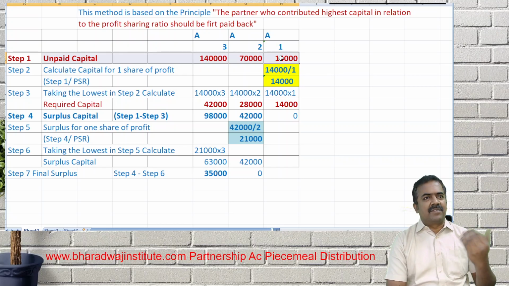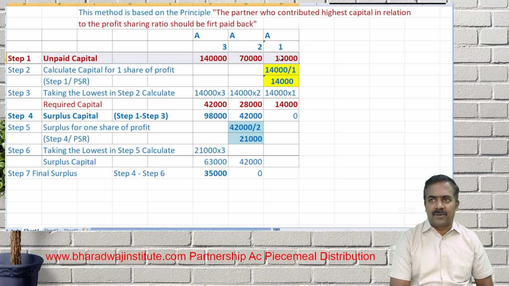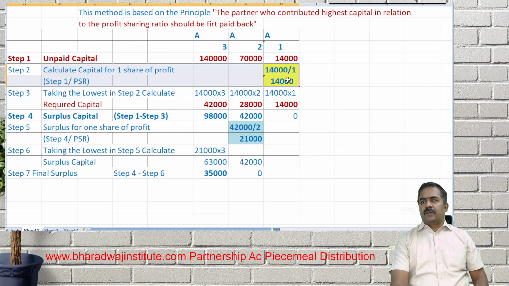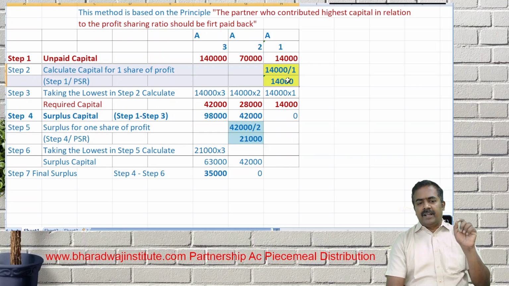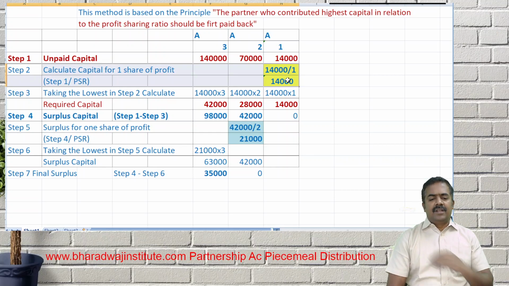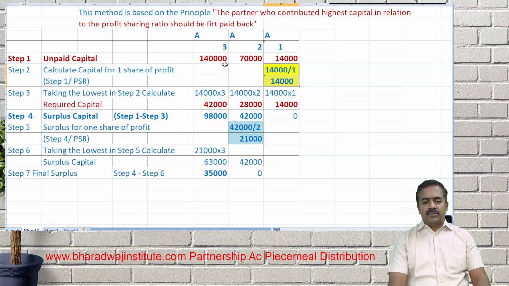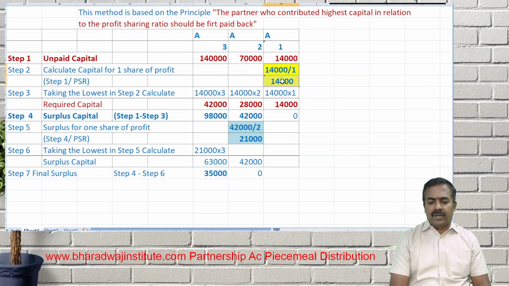Capital in the balance sheet after adjustment of current account, general reserve, P and L account and the money. Then calculate capital for one share of profit. How to do this? See the unpaid capital divided by profit sharing ratio. We worked out for the 3 partners. We want the lowest one only, so please ignore the others. Based on the lowest only, we'll work out what?